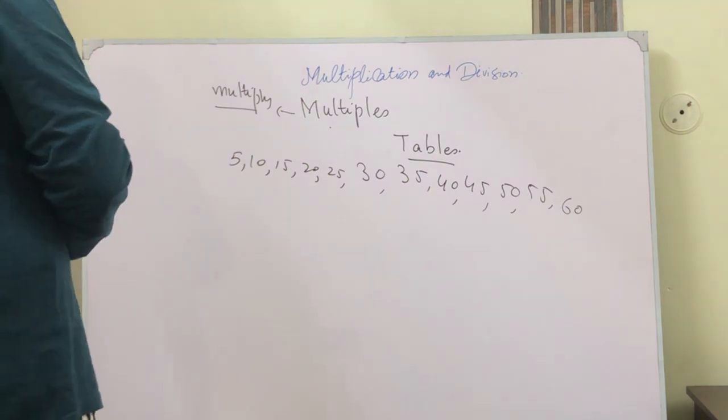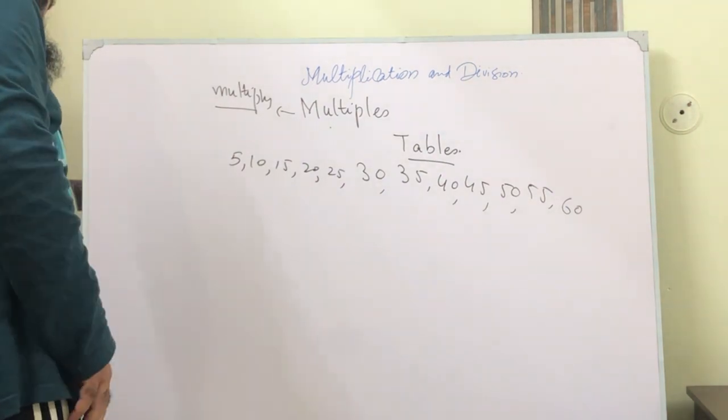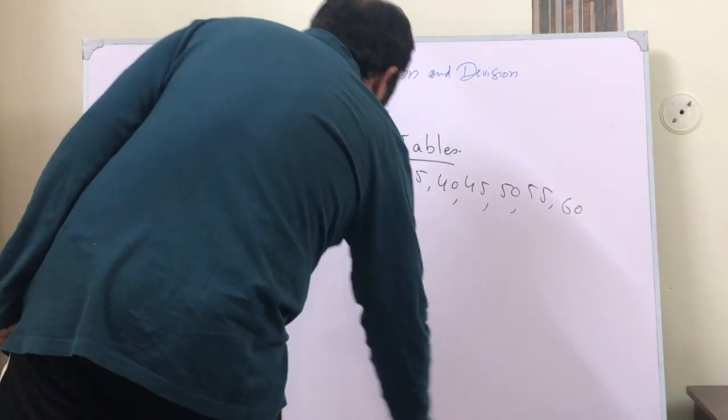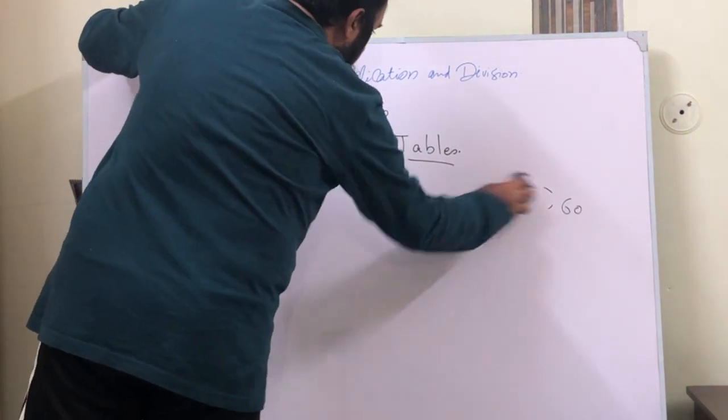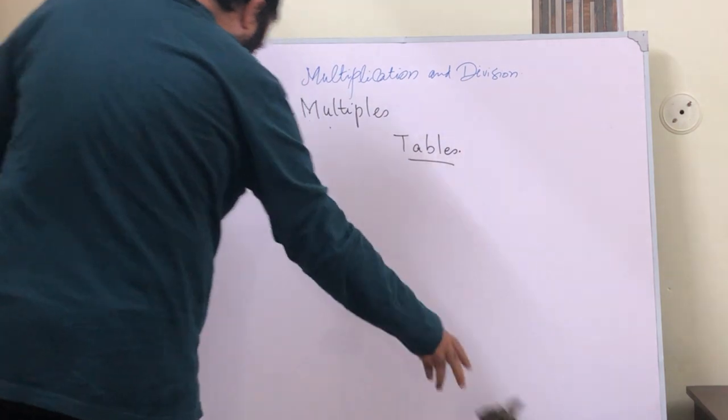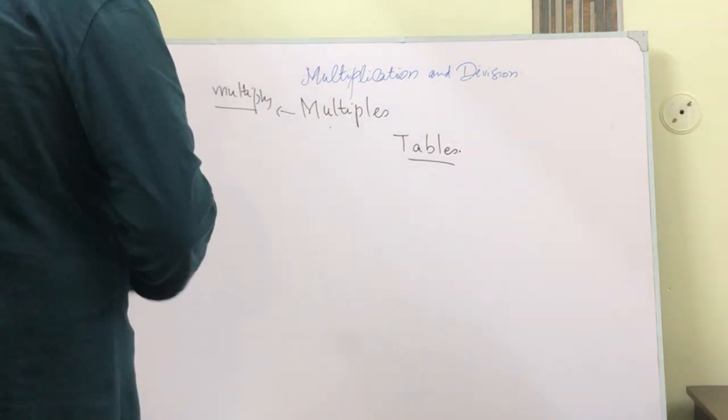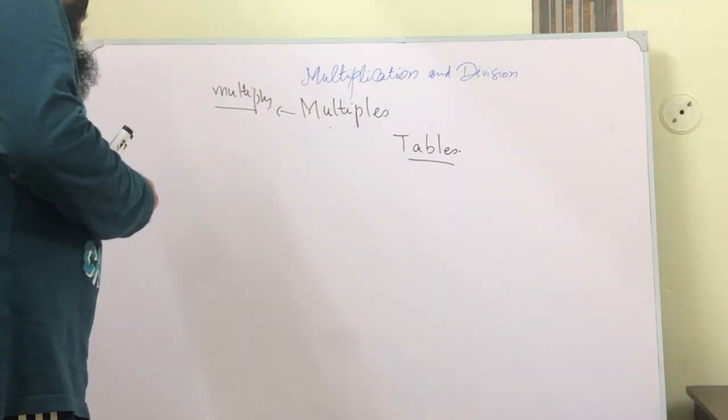Okay. So these are the next 7 multiples for number 5. Multiples means that we need to write the tables. Multiple means tables. Multiple comes from multiplication.